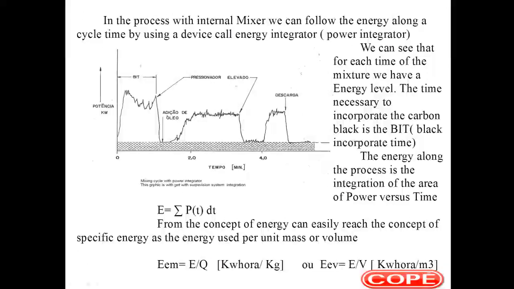In fact, in the internal mixer process, the power is not constant; it's more or less like this graphic. The energy used along the process is the integration of the area of power versus time. From the concept of energy, we can easily reach the concept of specific energy, that means energy used per unit mass or volume.